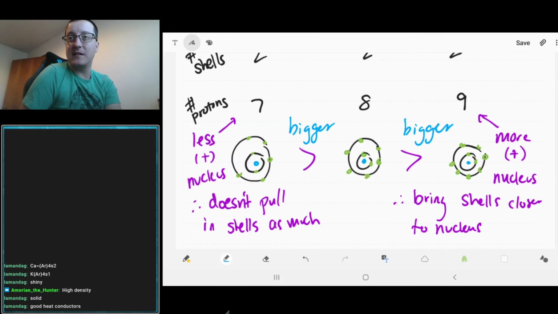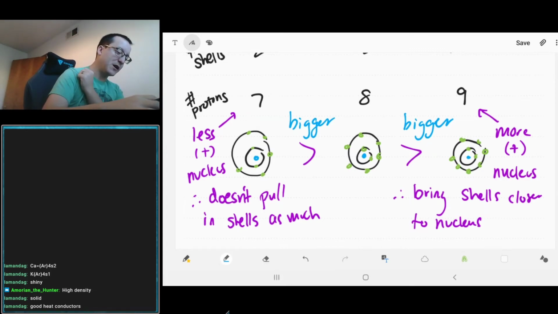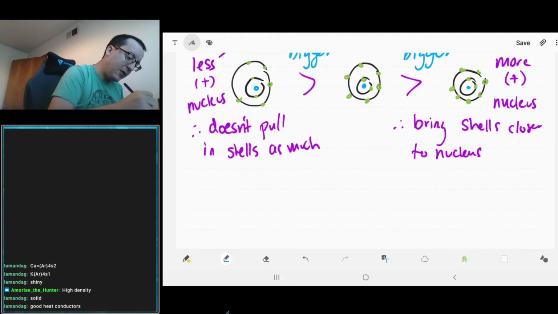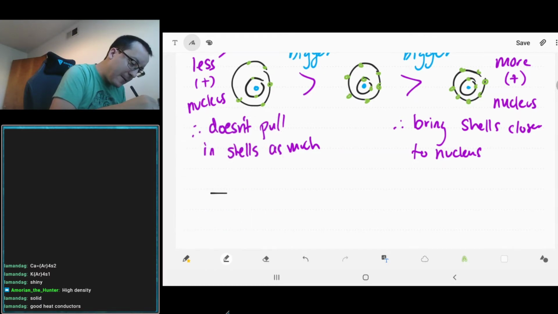All right, does that kind of make sense? So our strongly charged positive nucleus brings in the electron shells. They all have the same number of shells, so they all have roughly the original structure. However, more protons is going to bring those shells a little bit more inward. And so we're going to see that as we go, let me write this in black.